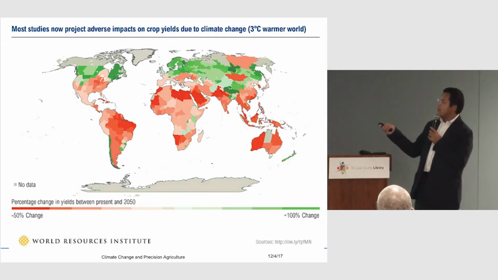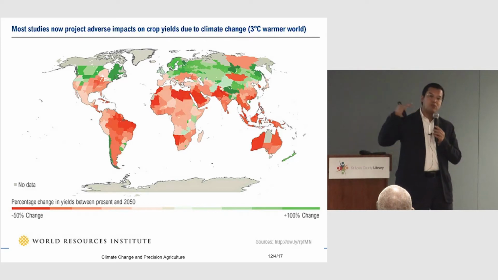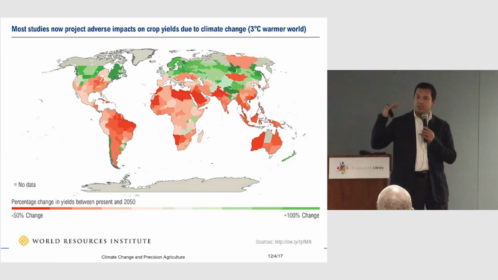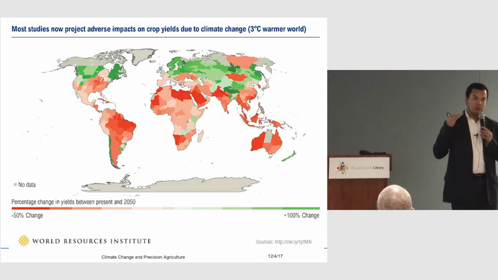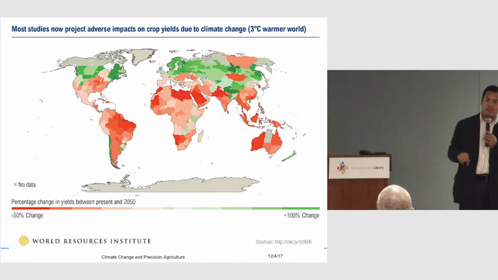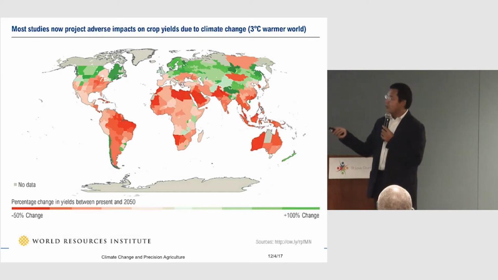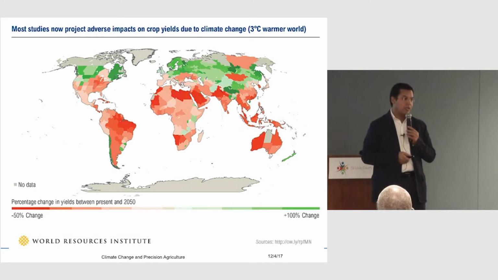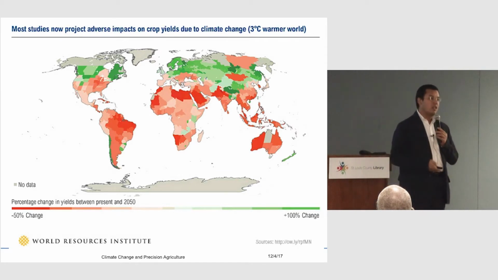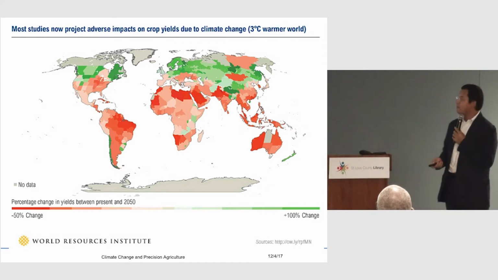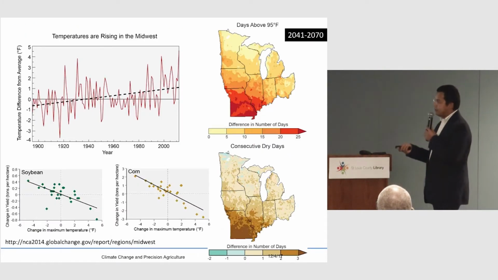So what we are looking at is, on one hand, we have to produce 60 to 70% more food than today to feed the growing population by 2050. On the other hand, we will be looking at drought stress globally that would cause up to 50% reduction in crop yields compared to today, right? So those are problems. And then what about the Midwest?